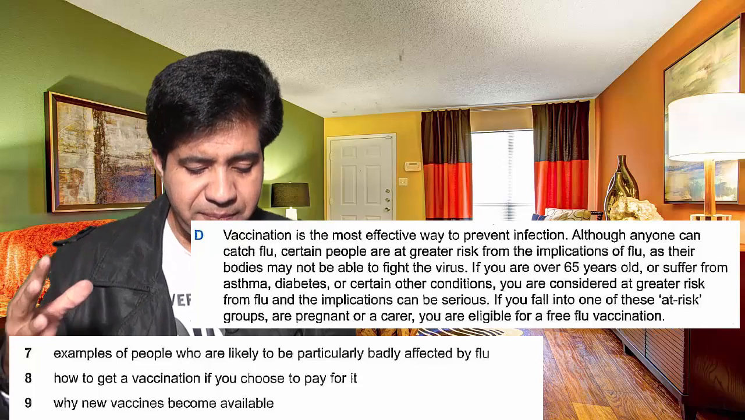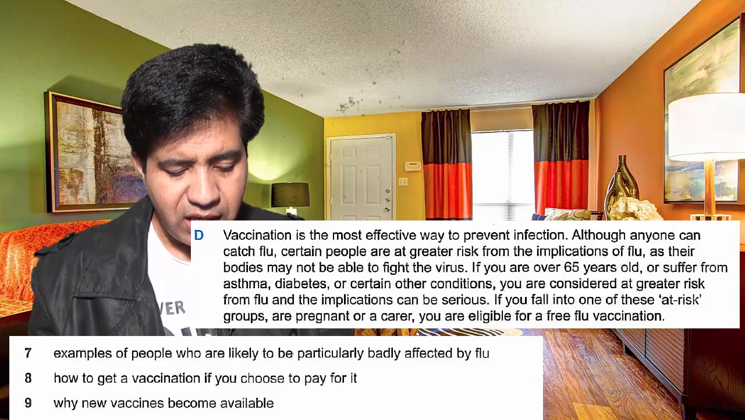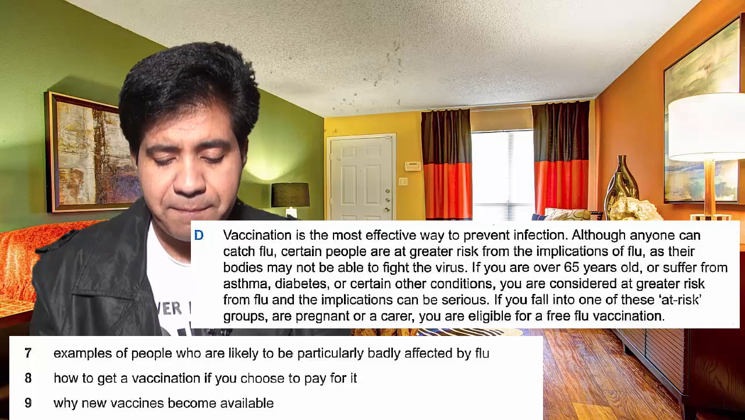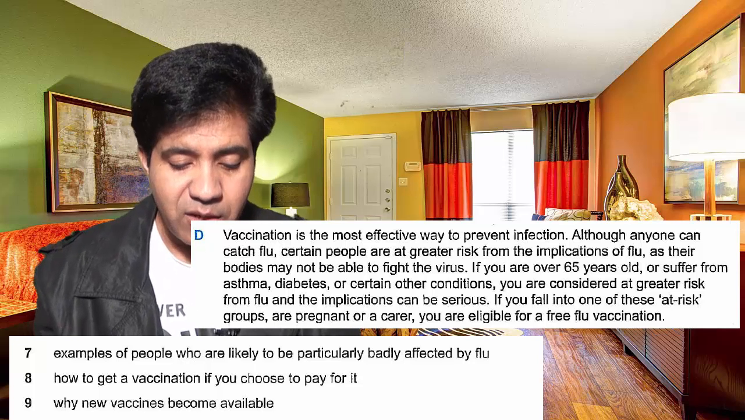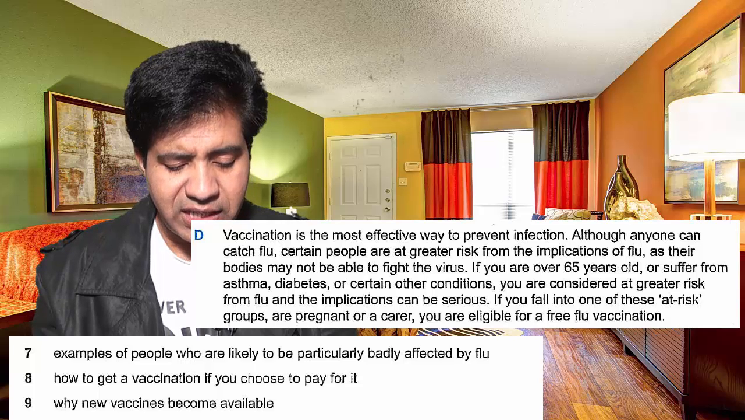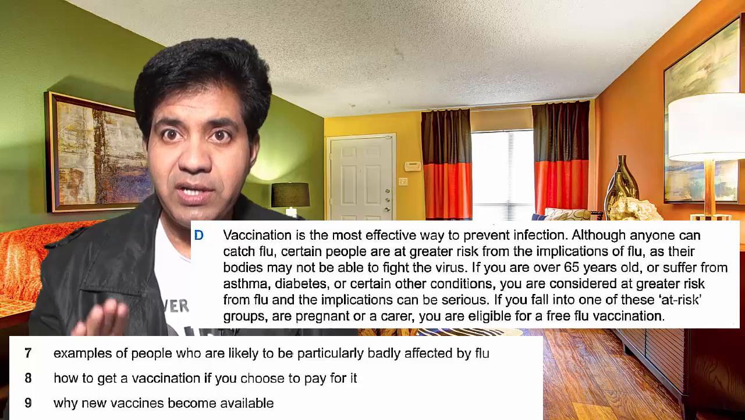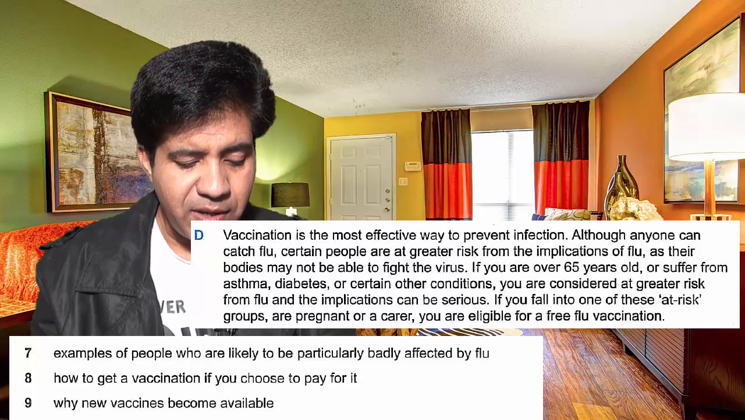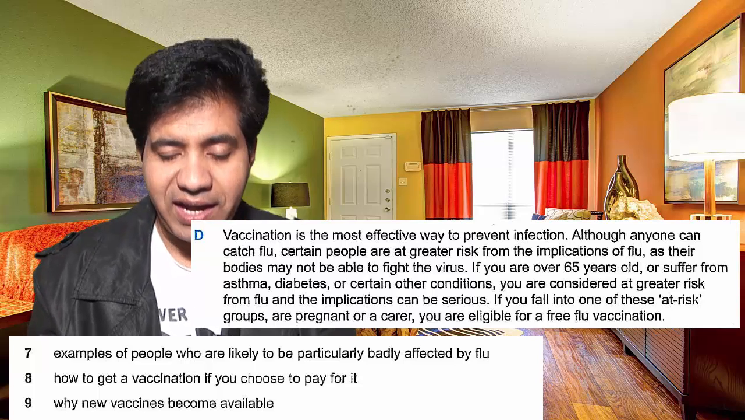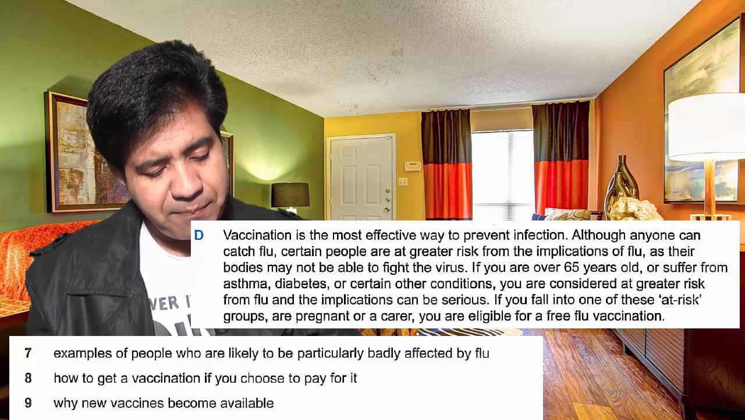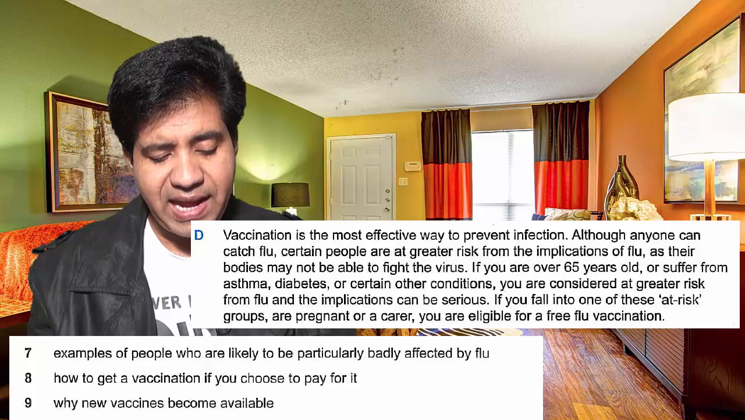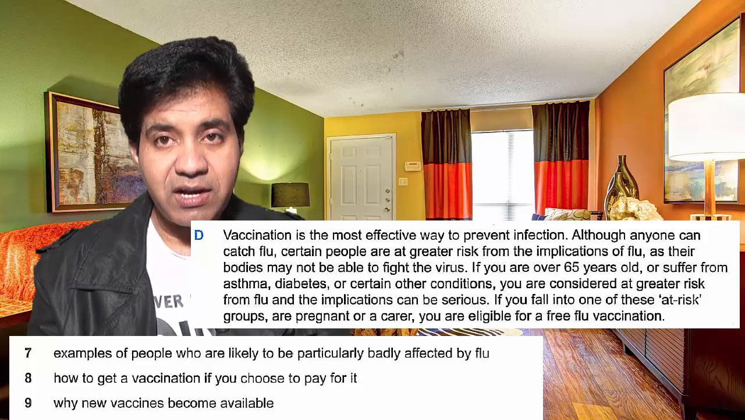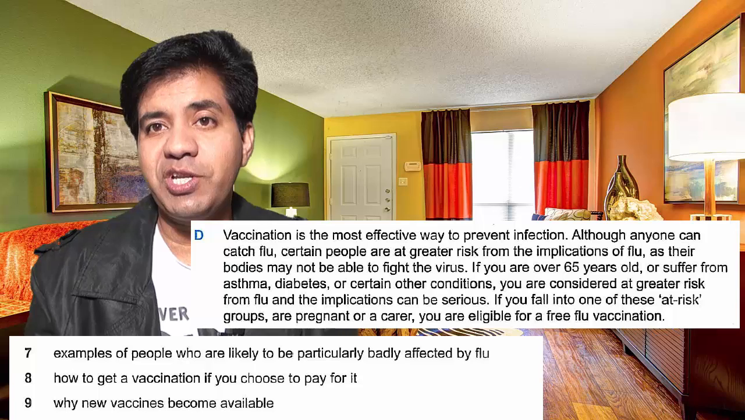Now see the type of people. It's written here, please follow me. Vaccination is the most effective way, and so on. In the second line: certain people are at greater risk from the implications of flu. Certain people, who are they? Their bodies may not be able to fight the virus. If you are over 65 years old, this is one type. Or suffer from asthma, it's another type. Diabetes, another type. Or certain other conditions. Now what's the statement? Examples of people who are likely to be particularly badly affected by flu, and they have mentioned certain people are at greater risk. So paragraph B is going to be the answer to question number 7.